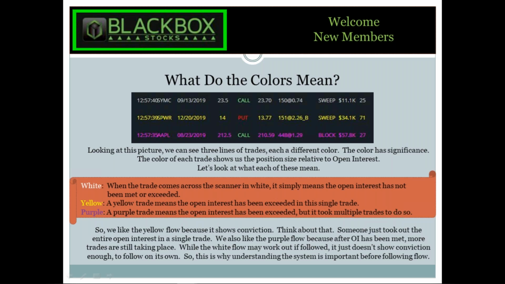So there's three examples that we're going to have: white, yellow, or purple. The white just means open interest hasn't been met yet. The yellow means open interest has been exceeded in a single transaction. And the purple means open interest has been met, but it took multiple trades to do so.